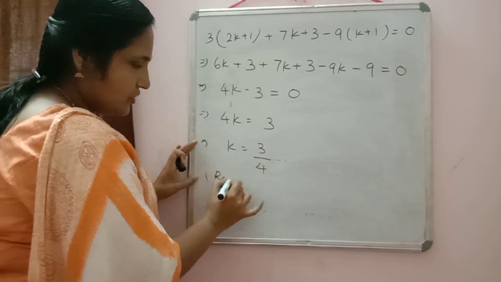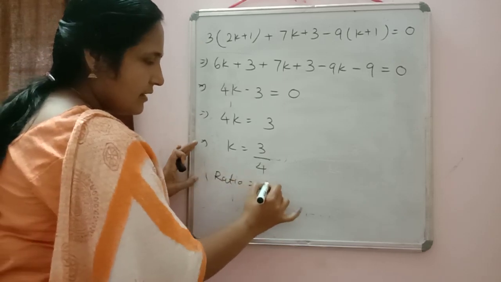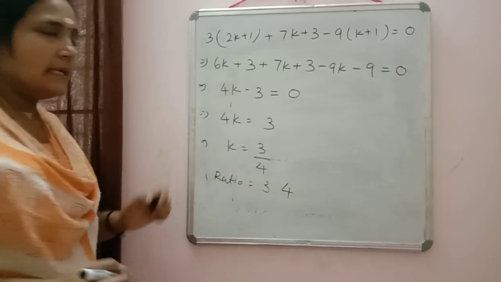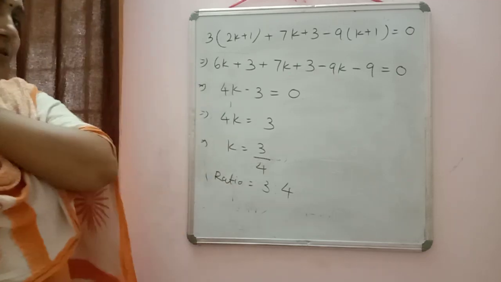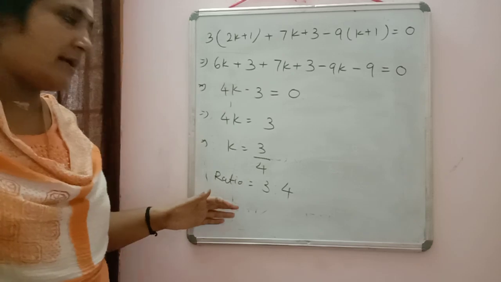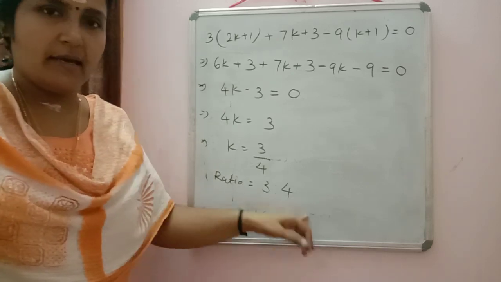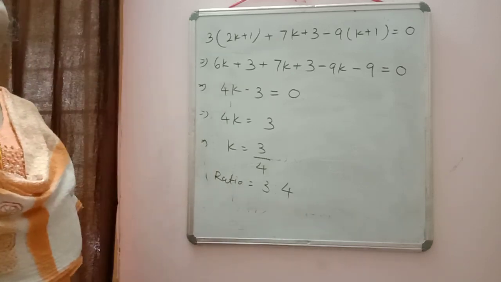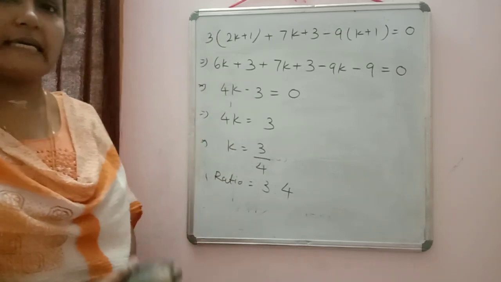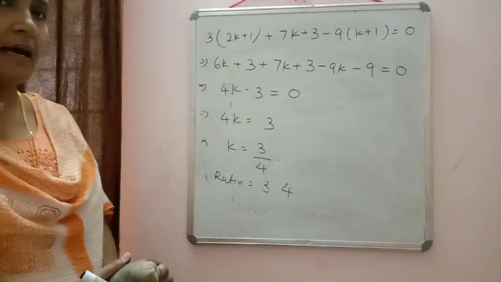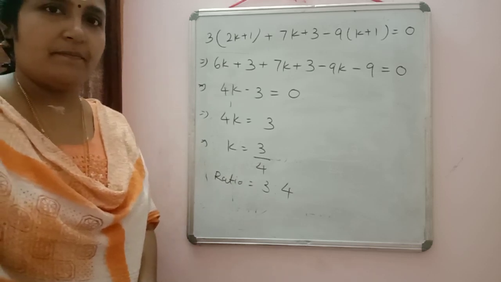Then what will be the ratio? The ratio will be 3:4. If you are doing it with m1 by m2, then also you will get the same answer: m1 is to m2 will be equal to 3 is to 4. So in this way we can solve questions based on the section formula. Hope these methods are clear to you. Okay.